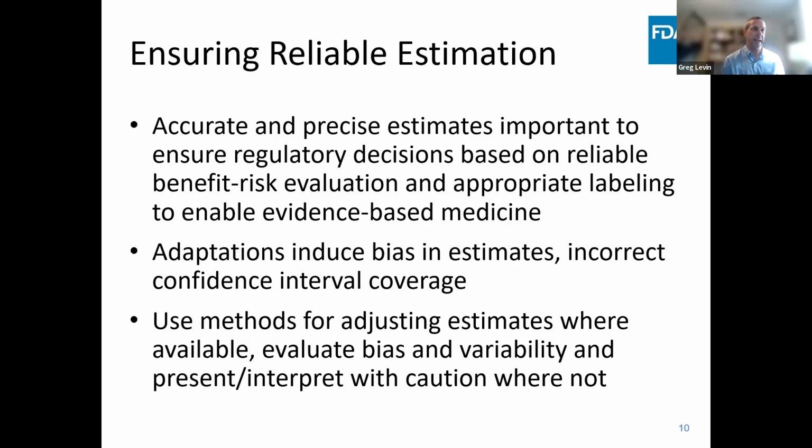Adaptations can induce bias in estimates, they can lead to incorrect confidence interval coverage, and they can have other consequences on the reliability of estimates. So the ultimate recommendation is to use methods that adjust for the adaptive design when those methods are available to improve the operating characteristics of the estimates, or at minimum, at least evaluate their performance so that they could be interpreted with caution. And I'm going to come back to some of the thought-provoking questions that were posed earlier about reliable estimation later in the talk.